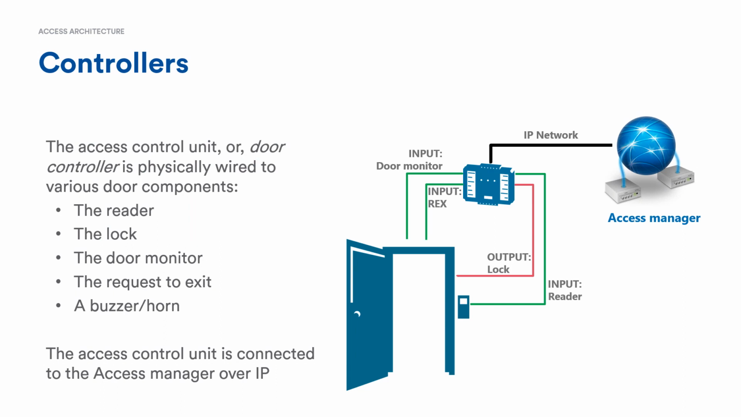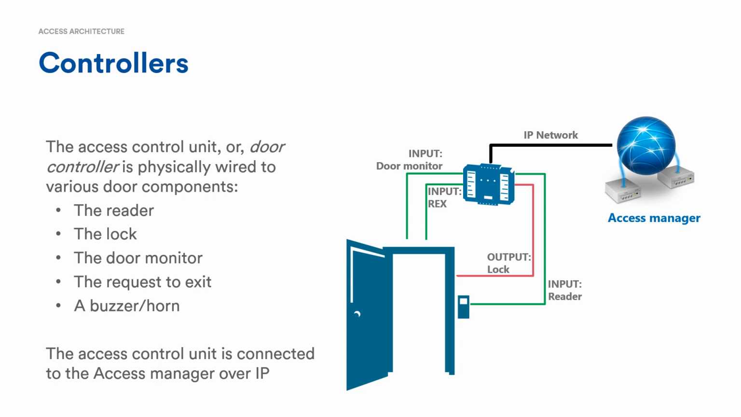Let's begin by looking at the door hardware. Managing physical access is usually done by using hardware devices known as door controllers. Door controllers consist of some inputs, some outputs, and a network card. A door controller, or one of its interface modules, will be physically wired to components at the door itself.